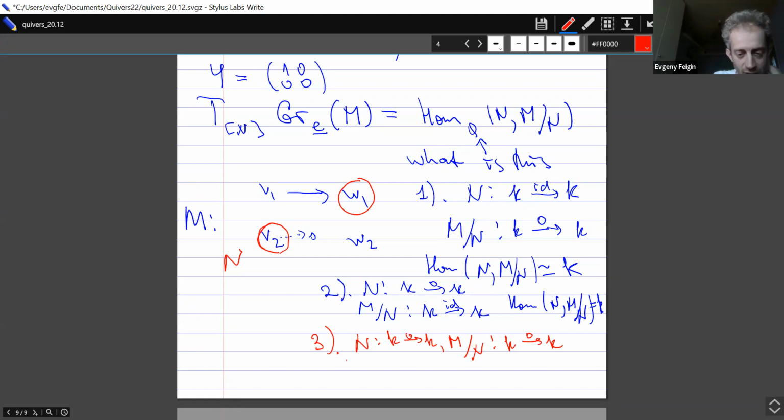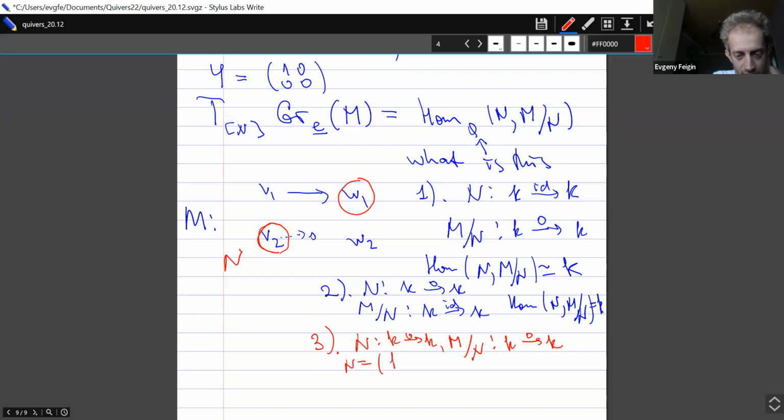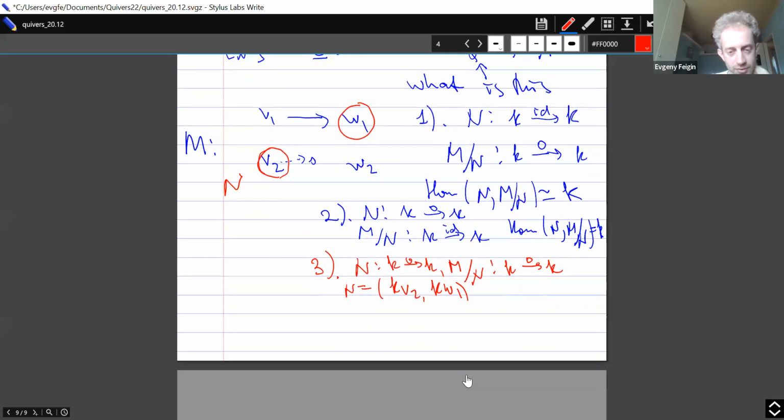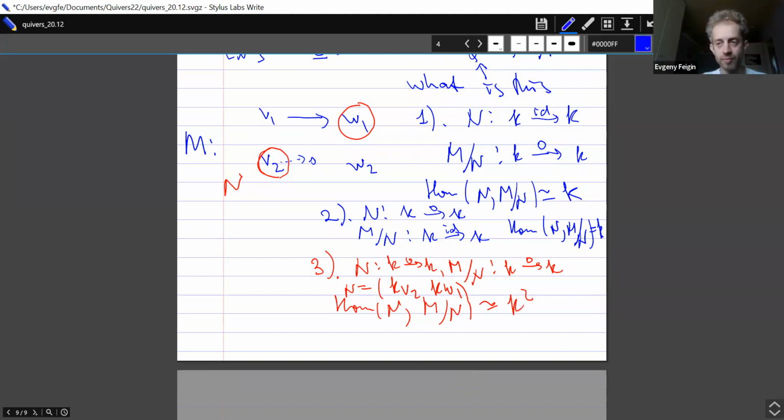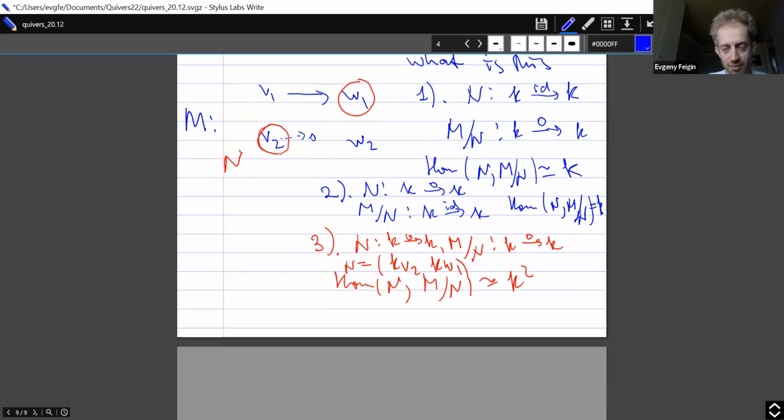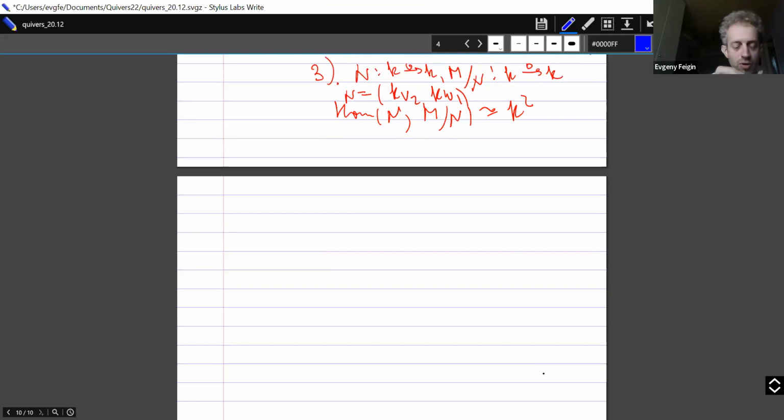So N is K V2, K W1. Okay. So in this case, what is the Hom space? K squared. Right? And actually, this somehow confirms our picture.